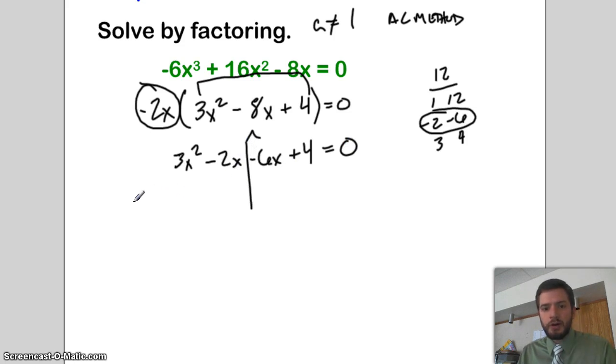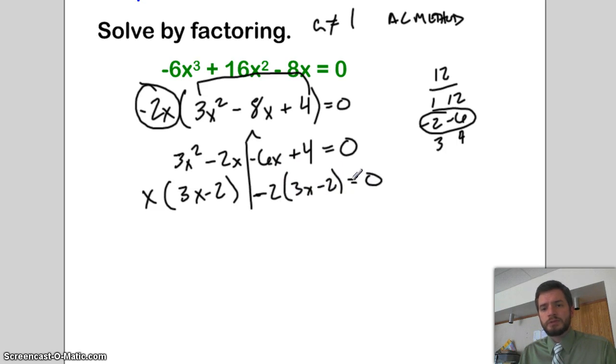So now here I can pull out an x, and I'm left with 3x minus 2. Bring down your middle sign. Again, that changes your signs in your second part. So I can pull out a 2 here, so it'll be 3x minus 2 equals 0. Again, you see my parentheses match, so I can write them one more time. Pull that out: 3x minus 2 times x minus 2 equals 0.